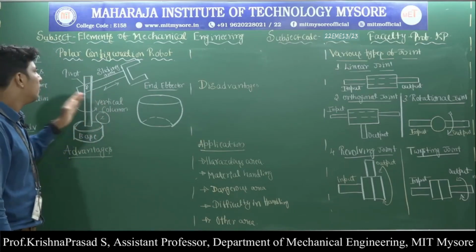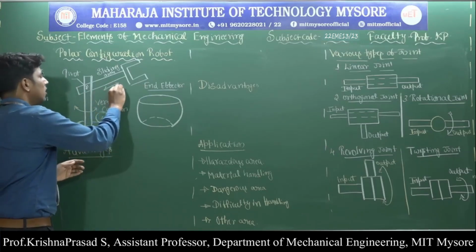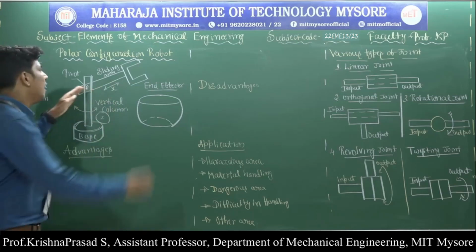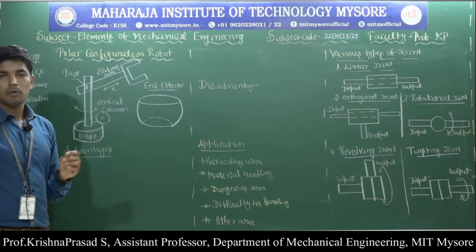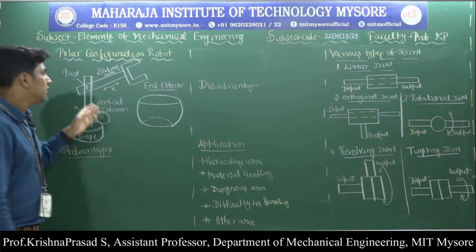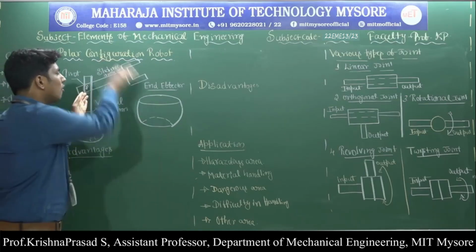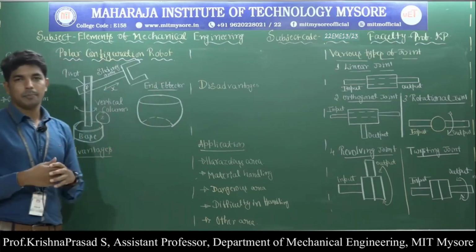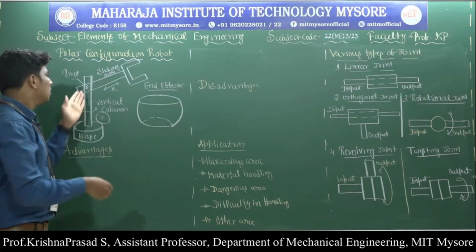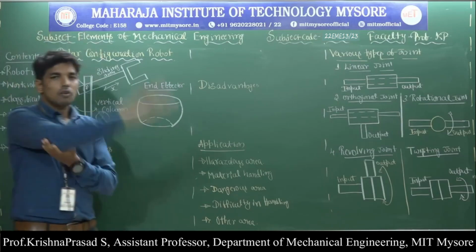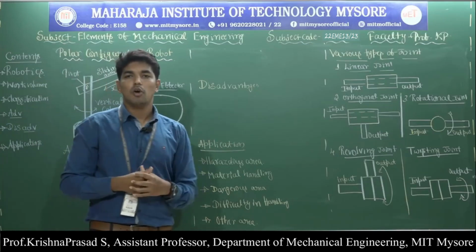Then, very important, the sliding arm can be extended and retracted to provide a particular reach. So this is the second one. Then the pivot is used to raise or lower the arm. So this is the motion of the polar configuration robot. The pivot raising or lowering the arm is mainly used in forging operations.